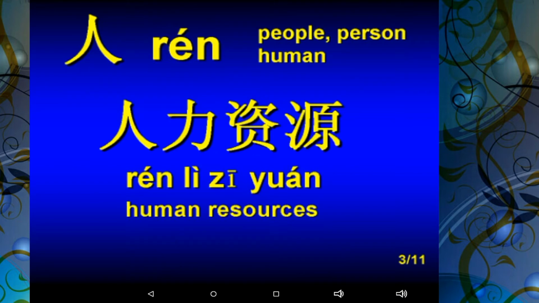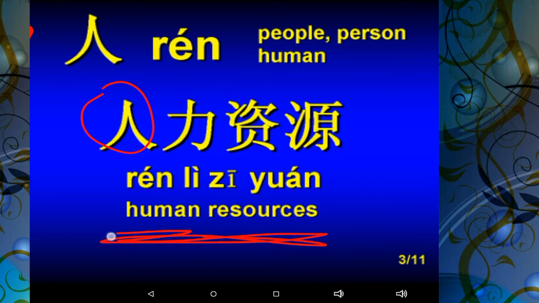Now let's put this character to use. The character Ren, of course, means people or person or human. And where does our little character live? Our character is right here. It's the very first. And this has to do with human resources. If you come over here and work in China, you definitely will be looking for the human resources office, especially if you're working at one of the major companies here.